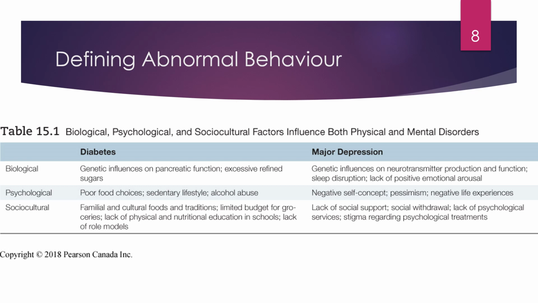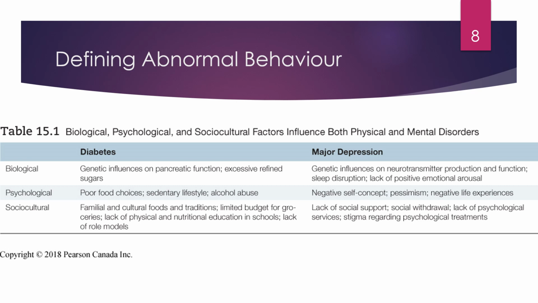So this table here shows you some of the biological, psychological, and sociocultural factors and how they influence both physical and mental disorders. For example, biological: we have genetic influences on pancreatic function and excessive refined sugars, those types of things that could influence a physical disorder like diabetes. For major depression, we have things like genetic influences on neurotransmitter production and function, sleep disruption, and lack of positive emotional arousal. So you can see that even though one is a physical disorder and one is a mental disorder, they both have some biological factors that influence them.